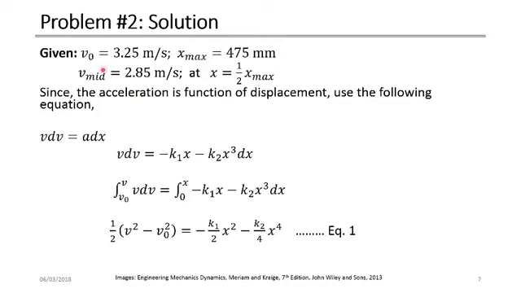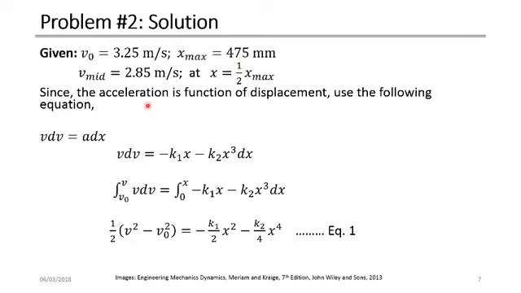So let's start with what is given here. The initial velocity of the cart is given as 3.25 meters per second. The maximum deflection of the springs is given as 475 millimeters. The velocity in the middle of this x max is given as 2.85 meters per second at x equals 1 half x max. 1 half x max is just this number divided by 2.